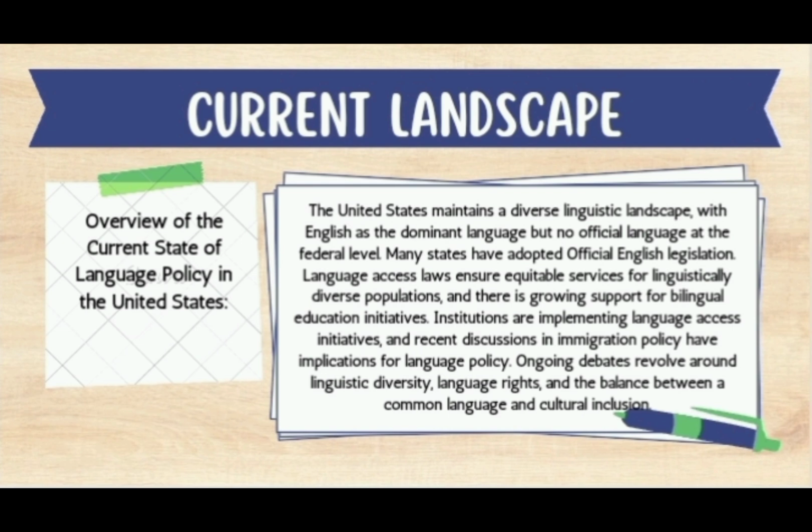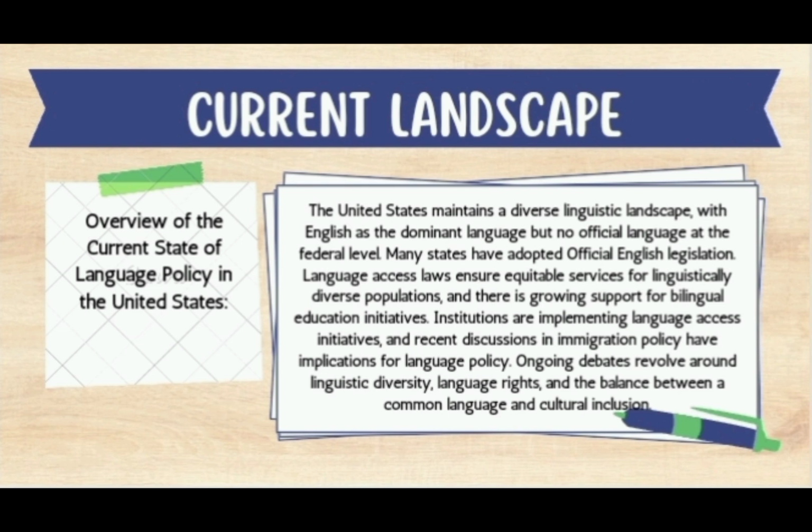And now for the current landscape. So we have the overview of the current state of language policy in the United States. The United States maintains a diverse linguistic landscape with English as the dominant language but no official language at the federal level. Many states have adopted official English legislation.